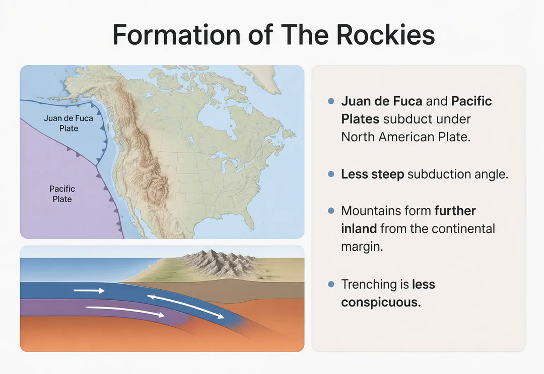Further north, we have the Rocky Mountains. Here, the North American plate moves westward, colliding with the eastward-moving Juan de Fuca and Pacific plates. However, unlike the steep subduction that formed the Andes, the oceanic plates here subducted at a much shallower angle. Because the plate slid further under the continent before melting, the Rockies formed at a significant distance inland from the coast, and the offshore trenching is much less obvious.